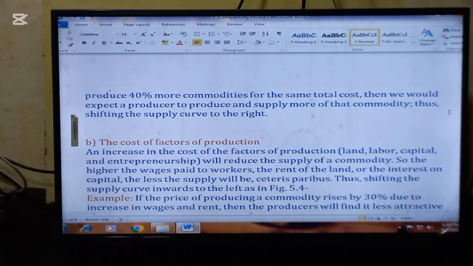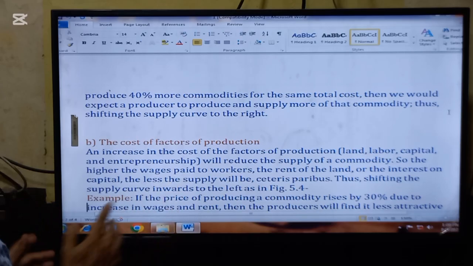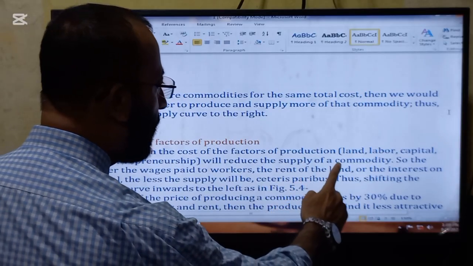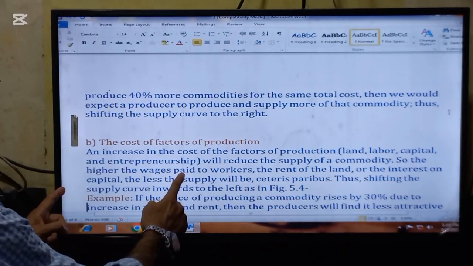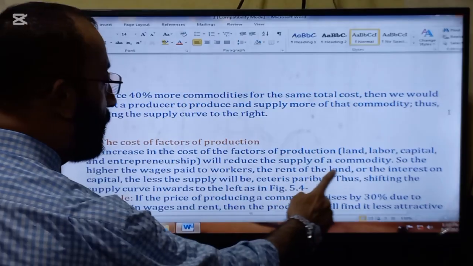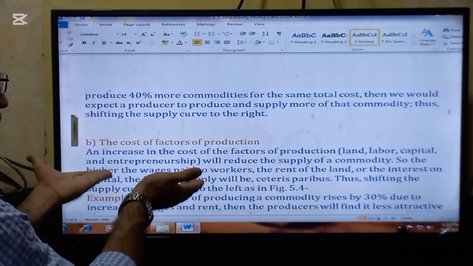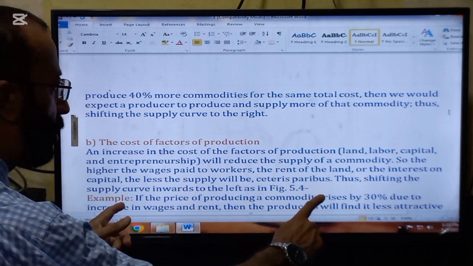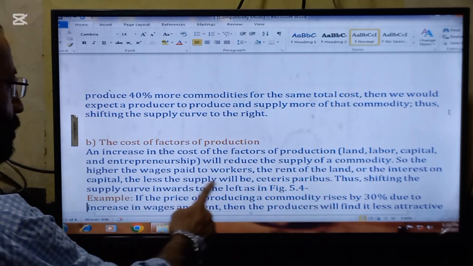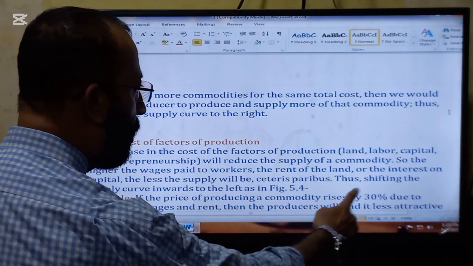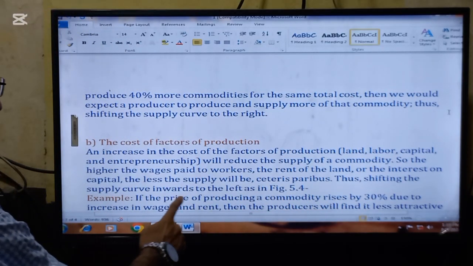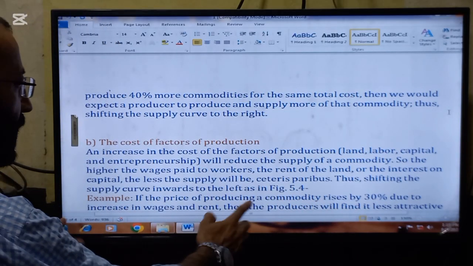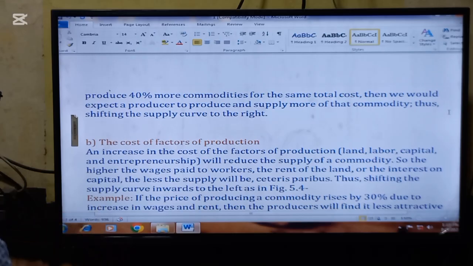The number two factor that we are going to read is the cost of the factors of the production. An increase in the cost of the factors of the production, that is land, labor, capital and entrepreneurship, will reduce the supply of the commodity. So definitely the rise in the cost of the factors of the production definitely will reduce the supply of the commodity. So the higher the wages paid to the workers, the rent of the land or the interest on the capital, the less the supply will be, ceteris paribus, thus shifting the supply curve inwards to the left as in figure 5.4.